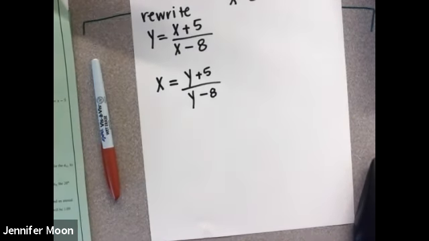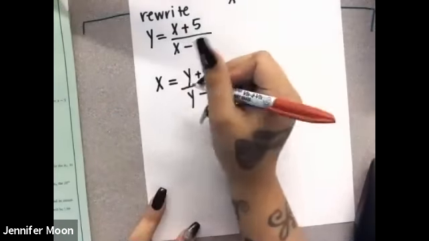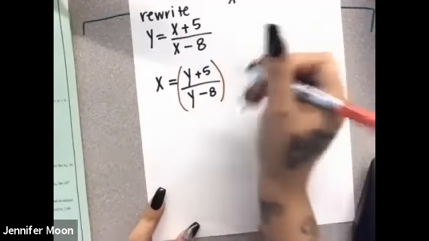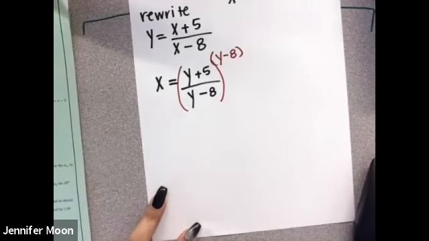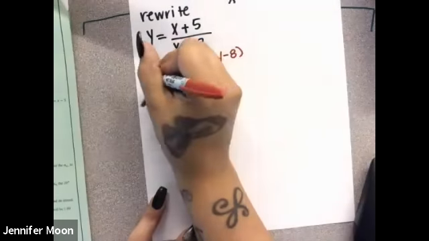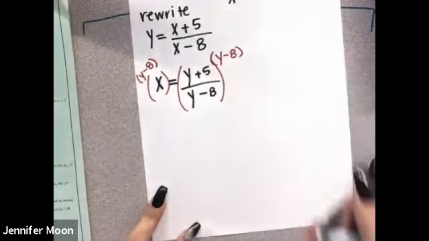I'm going to need whatever's in the denominator to come out of the denominator. What I'm doing here is the inverse operation. The opposite of division would be multiplication. So I'm going to multiply this by the denominator so that I can cancel the denominator, right? Whatever you do to one side, you have to do to the other side. So I'm also going to multiply this by y minus 8.